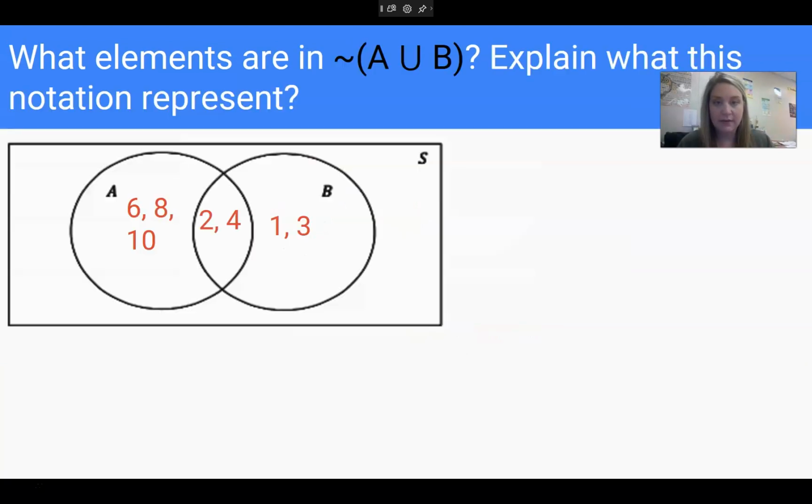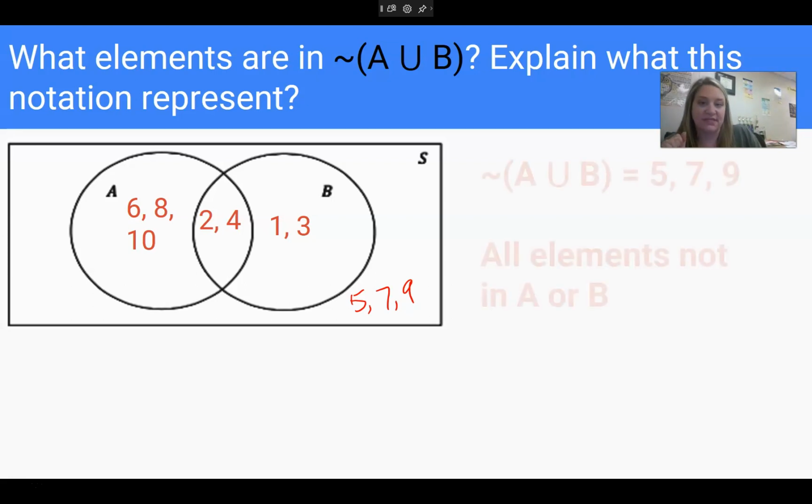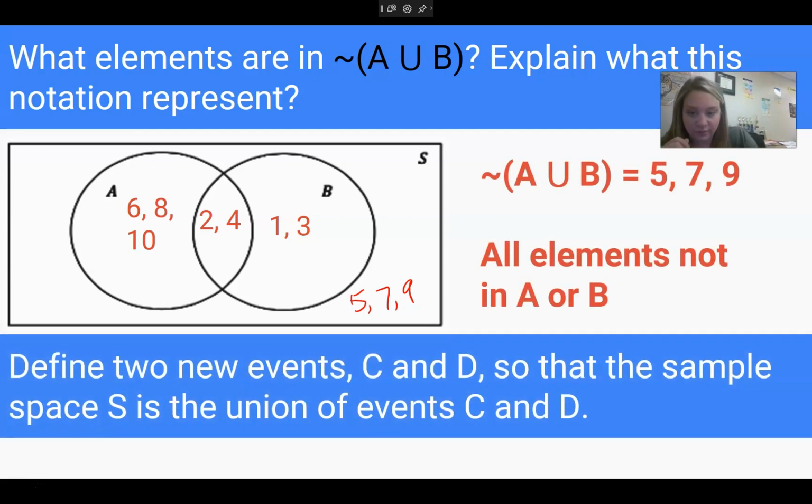All right. My next one, remember to draw these in here because we might need them, who knows. What elements are in not A or B? That's union, right? Explain what this notation represents. Okay, so elements not in A or B. So that's the pieces that are not in the circles.